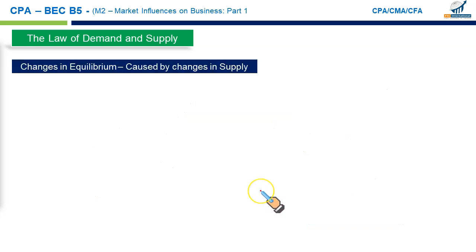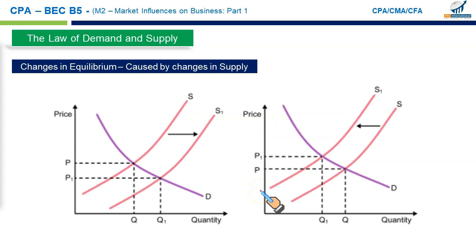The same can happen when the supply shifts. Because of technological improvement, the supply curve has moved outwards. The equilibrium quantity has moved from Q to Q1. Price has fallen from P to P1. And because of maybe an increase in taxes or perhaps production bottlenecks, fewer firms in the particular industry, supply falls, the equilibrium quantity will fall, and the price will go up.